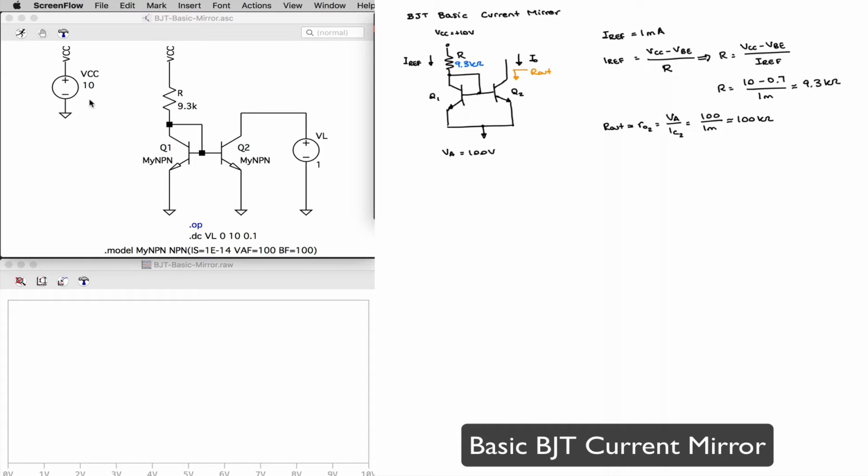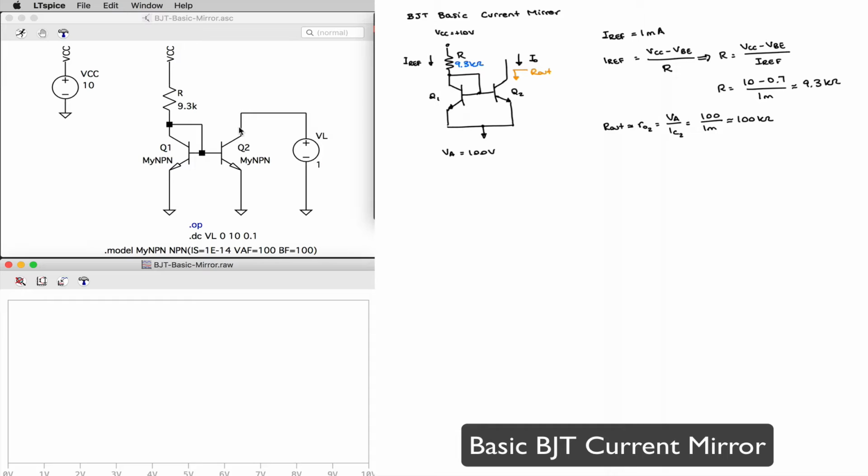Let's go ahead and run my simulation. Here is my R resistor, and my VCC is equal to 10 volts. Notice that I have placed a voltage source in series with the output, and then I am performing a DC sweep to sweep that voltage source from 0 to 10 volts in steps of 0.1. The reason I'm doing that is because it's going to give me an idea of different loading conditions, and then I can also measure the compliance of my current source as well as my output resistance.